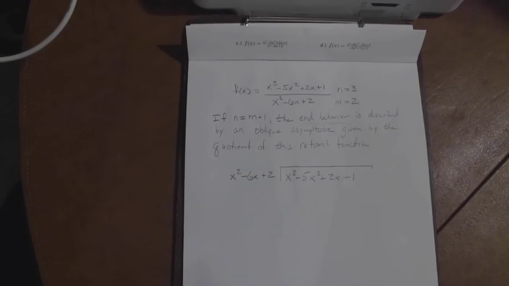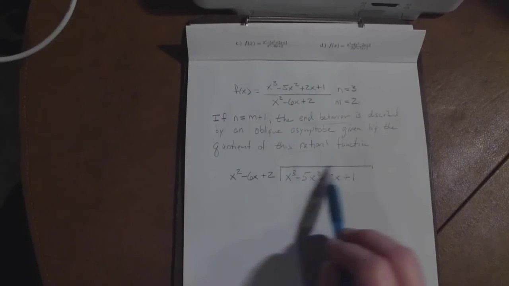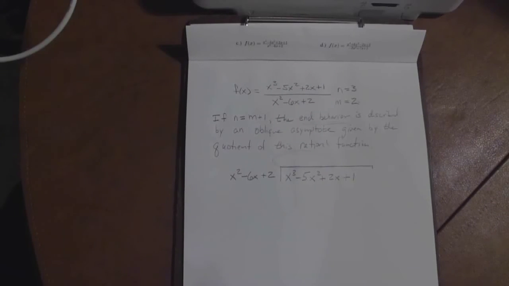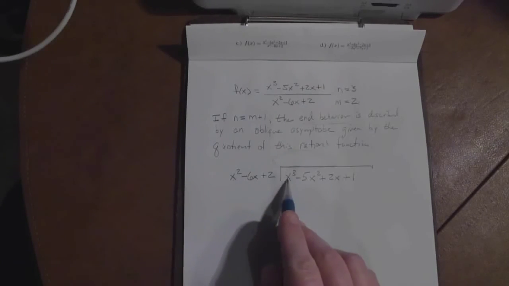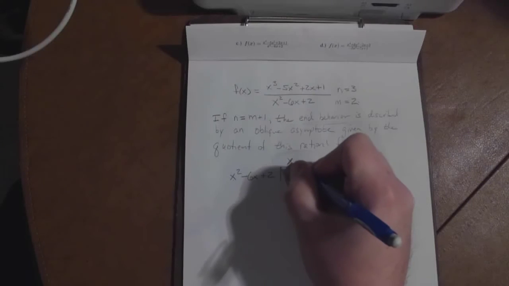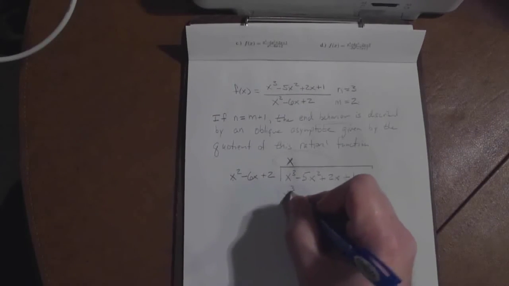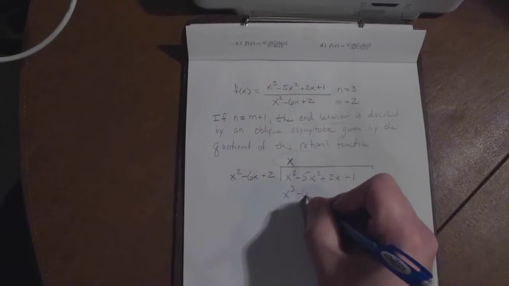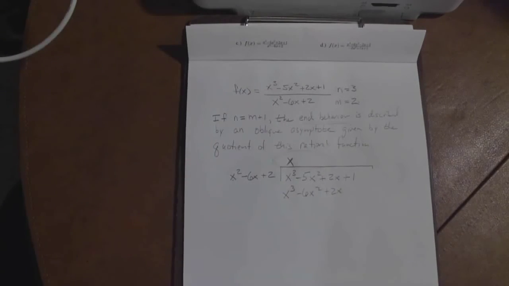Where I will tell you, folks, you're not going to have to carry this out too far, though, because what you're interested in is just what's going to appear right here, which is going to be the linear description of our quotient. So it all starts by asking ourselves what times x squared gives us x cubed, and that is the value of x, where x times x squared is x cubed, x times negative 6x is negative 6x squared, and x times positive 2 is plus 2x.